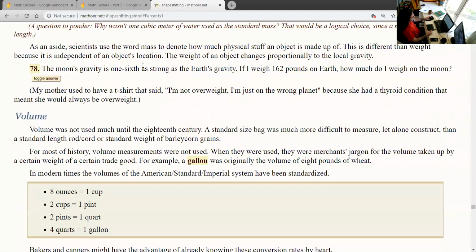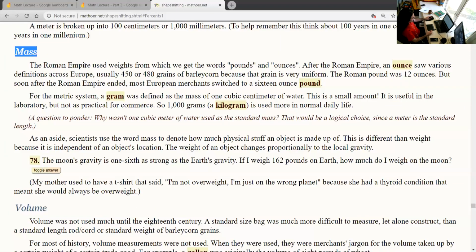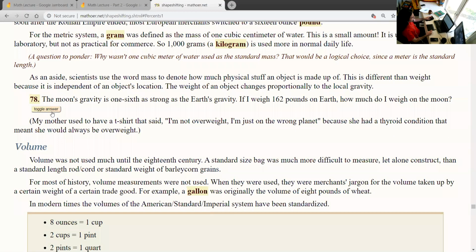As a tangent, officially this is all mass, because how much you weigh depends on gravity. If we're on the moon, you would weigh something else, right? We could do that kind of thing. My mom used to have a t-shirt, "I'm not overweight, I'm just on the wrong planet." So there we go.